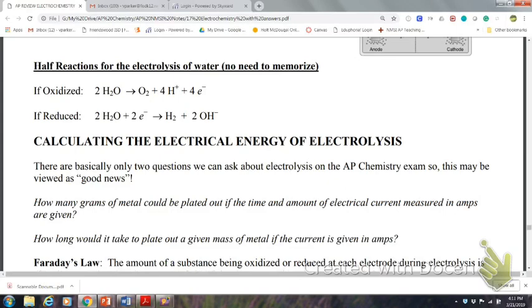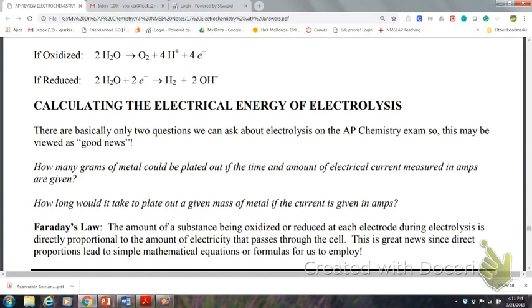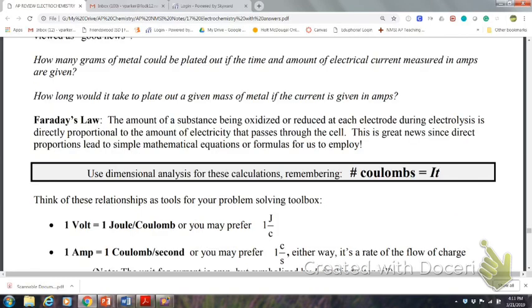Okay. Now, the good news is there's only basically 2 questions about electrolysis on the AP exam. First of all, one of them is how many grams could we plate out, or how long would it take? And so those are the 2 ways we're going to do that. That brings us to Faraday's law, which is the amount of substance being oxidized or reduced is directly proportional to the amount of electricity passed through the cell.